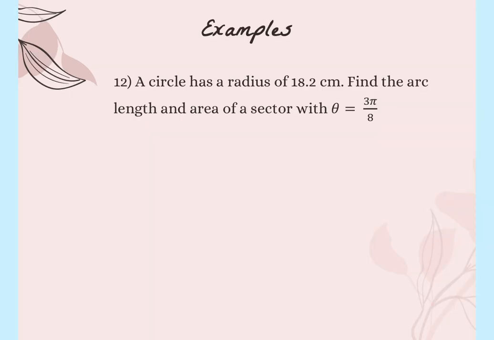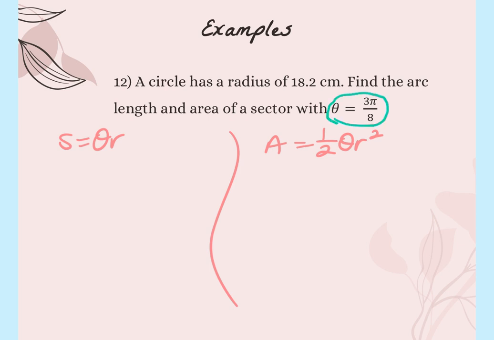All right, so 12 says a circle has a radius of 18.2 centimeters. Find the arc length and area of a sector with theta being 3 pi over 8. So if I want to find length first, it is theta times the radius, and then I'm going to find area, and that's 1/2 theta times the radius squared. For both of these, theta has to be in radians. Is 3 pi over 8 in radians? Yes, so step 1's already done for us. For the length, we're just going to do 3 pi over 8 times 18.2.